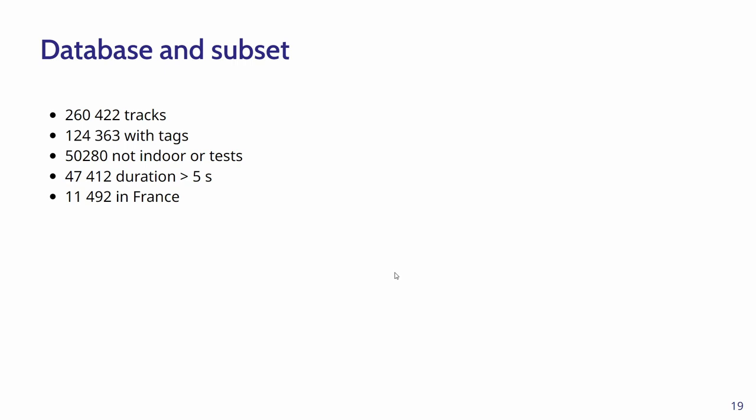So for example, we subset the data. We start with 260,000 tracks. Only half of them have tags, so for the tag analysis, we lost half of the dataset. We also kept outdoor tracks, so we removed indoors and test tags. We also removed tracks that are shorter than 5 seconds, so we remove mistakes or errors on too short tracks. And we worked on the metropolitan France area, where the weather is quite similar, and with the season, we want to work on the seasonality also. So we were left with 11,000 tracks at the end for this analysis.